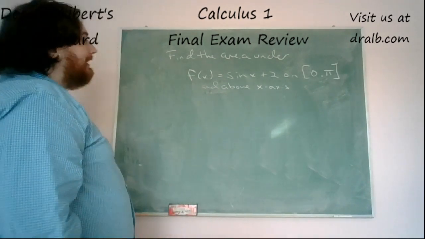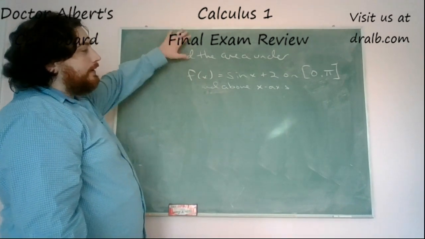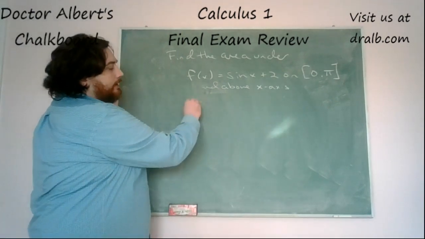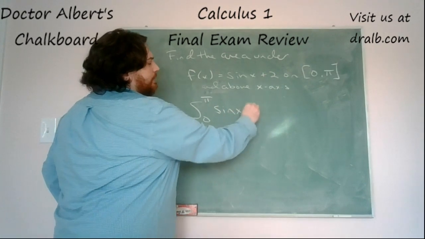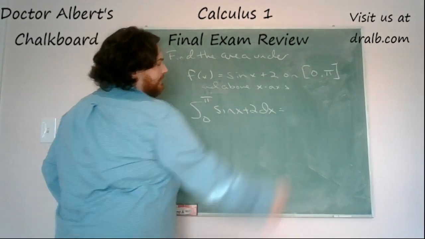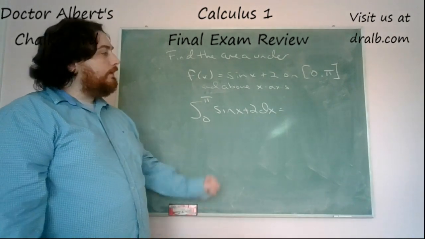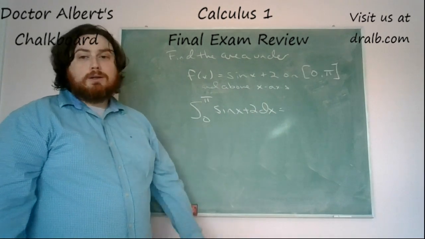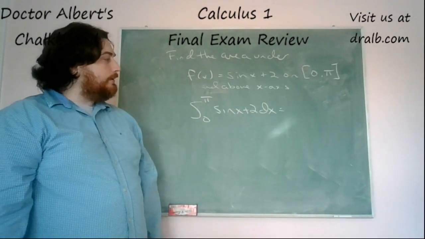Awesome, guys. So the point is that all this question is saying is, if I want to find the area under the curve and above the x-axis, find the definite integral. So find the integral from 0 to pi of sine of x plus 2 dx. So now if I want to do that, all I have to do according to the fundamental theorem is find an antiderivative. So I need to find a function whose derivative is equal to sine of x plus 2.